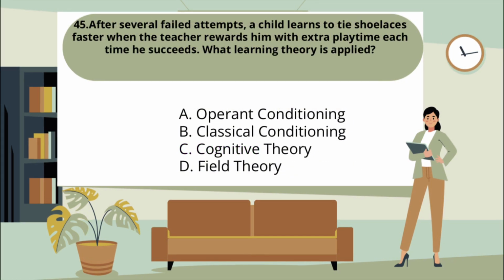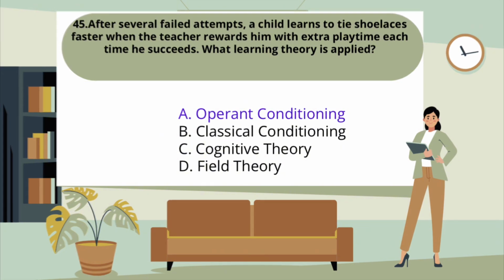Number 45. After several failed attempts, a child learns to tie shoelaces faster when the teacher rewards him with extra playtime each time he succeeds. What learning theory is applied? Letter A, operant conditioning. B, classical conditioning. C, cognitive theory. D, field theory. And the answer is letter A, operant conditioning.